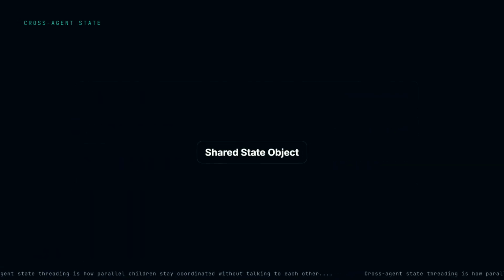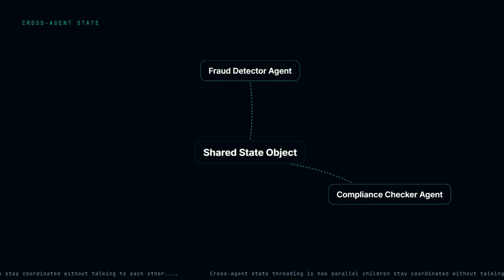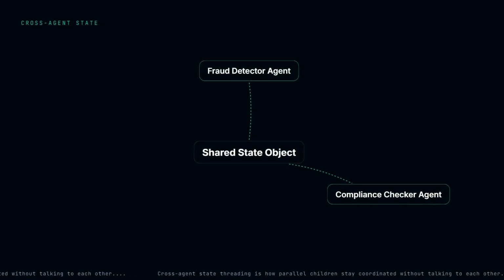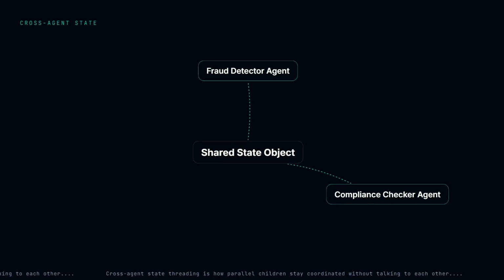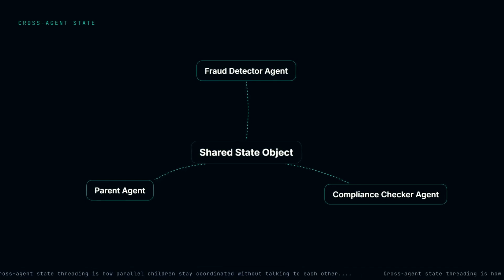Cross-agent state threading is how parallel children stay coordinated without talking to each other. A fraud detector and a compliance checker both read the same transaction record from a shared state object, run independent checks, and write results under different keys. The parent reads both entries and aggregates. Children never touch each other's data.